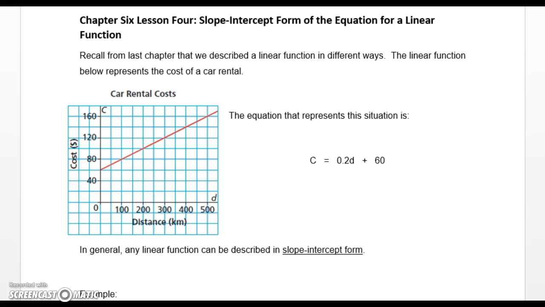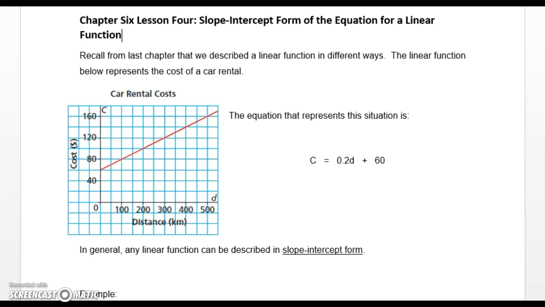In this video, we're looking at lesson 4 from chapter 6, which is looking at slope-intercept form of the equation for a linear function. If you remember back to chapter 5, we had a whole lesson talking about the graphs, table values, and ordered pairs from looking at the situation of car rental costs. In that lesson, we'd also given you an equation which was C is equal to 0.2D plus 60, where C represented your cost and D represented the distance driven by that rental car.